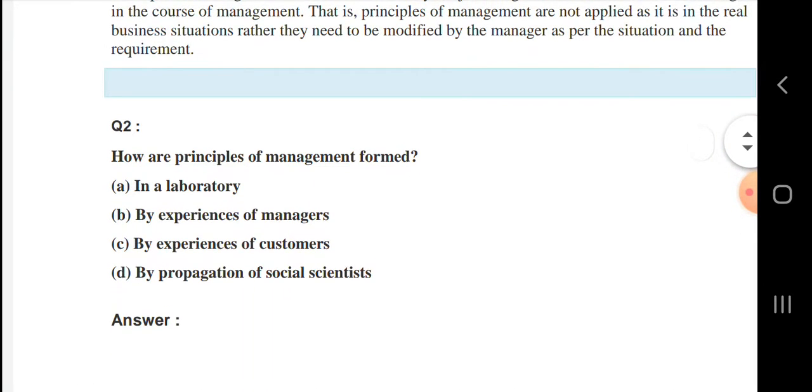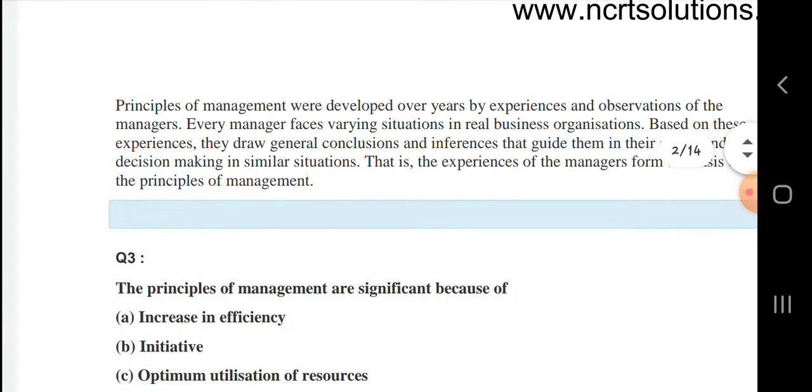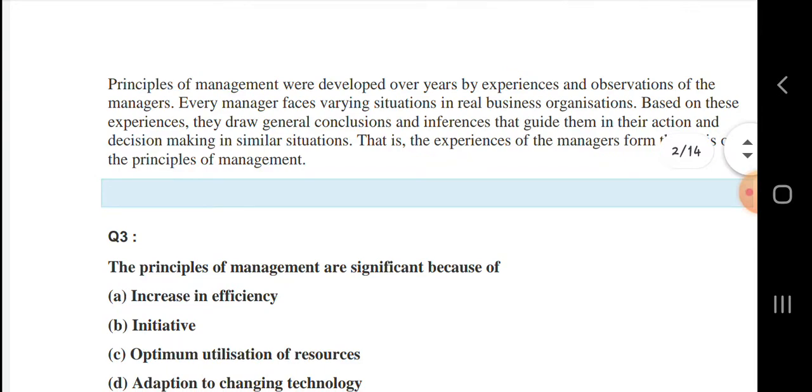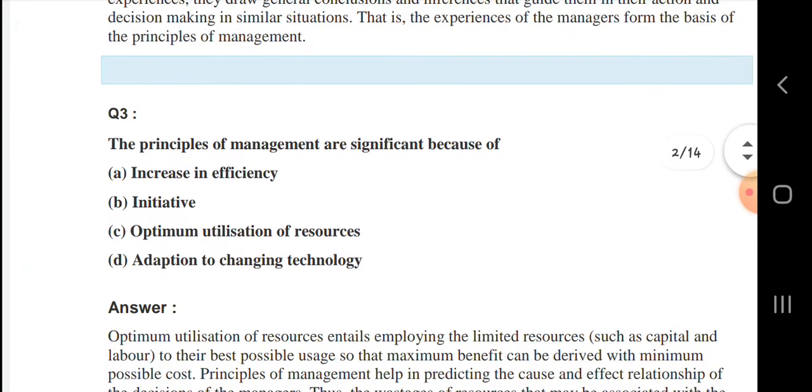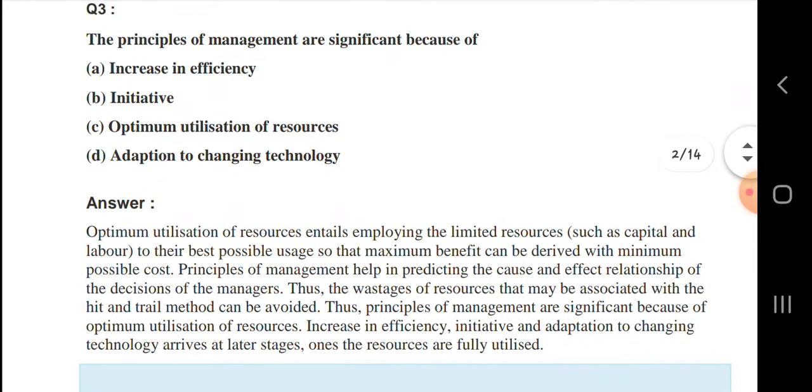And how are principles of management formed? In a laboratory, by experience of managers, by experience of customers, by propagation of social scientists. So principles of management developed over years by experience and observation of the managers. The principles of management are significant because of increase in efficiency, initiative, optimum utilization of resources, adaptation to change in technology.